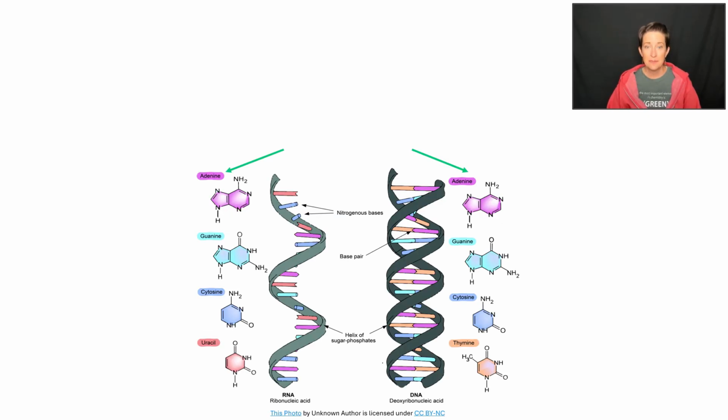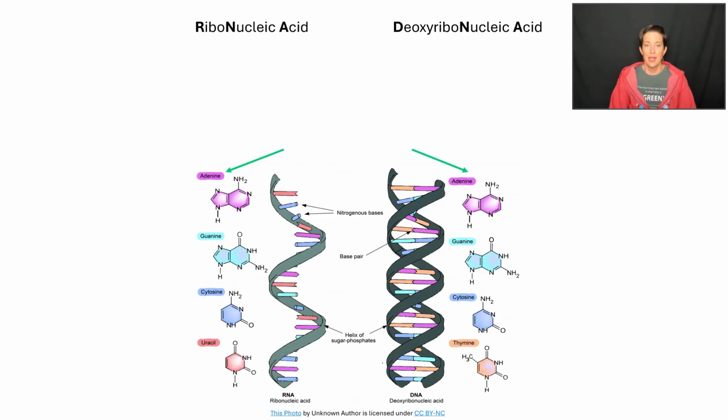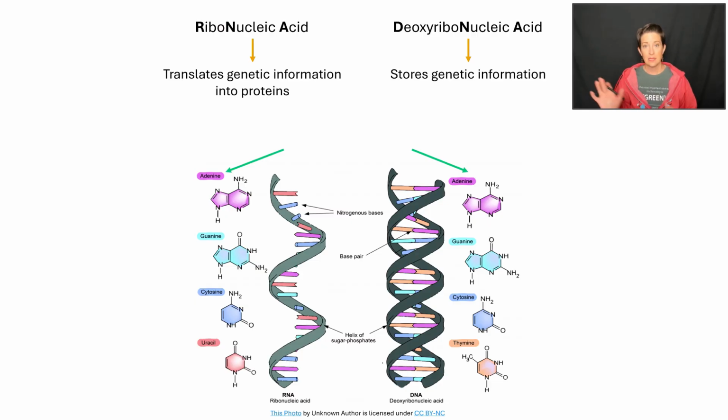Before we do a deep dive into DNA and RNA, let's look at some comparisons of these two polymers side by side. RNA stands for ribonucleic acid and DNA stands for deoxyribonucleic acid. As mentioned, DNA stores our genetic information, whereas RNA is going to transcribe and translate that information into proteins to serve functions within our body.